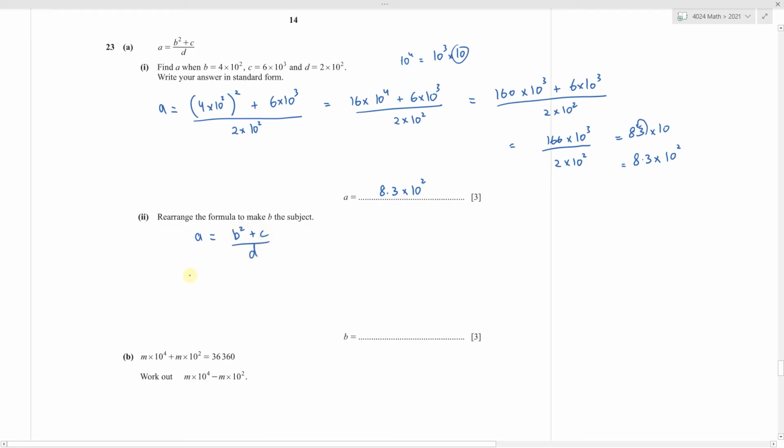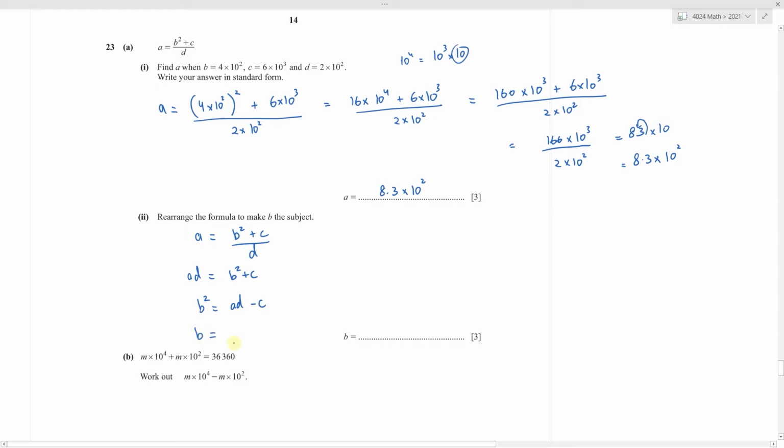Let's take this D to the other side. I will get AD equals B square plus C. Let's take the C to the other side. I will get B square equals AD minus C. So I've just written B square here first. I've basically taken this AD to the other side. So one side is AD minus C and the other side is B square.